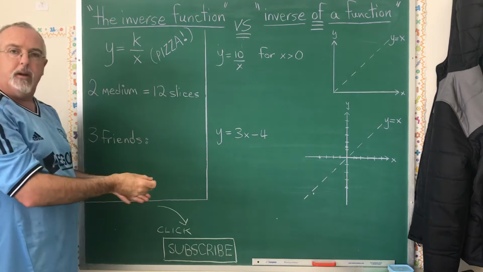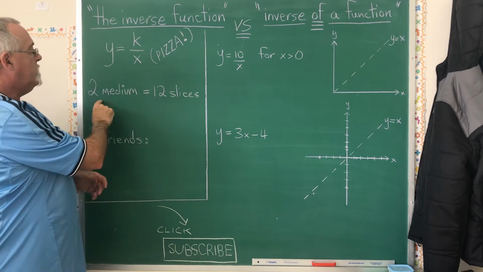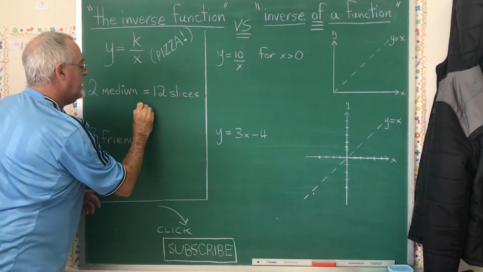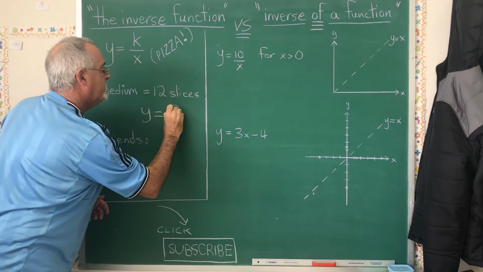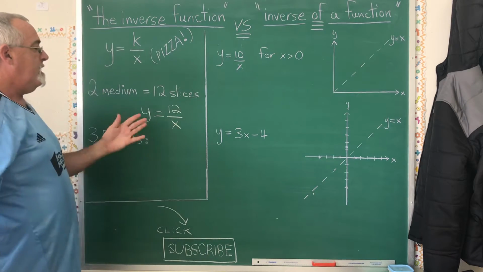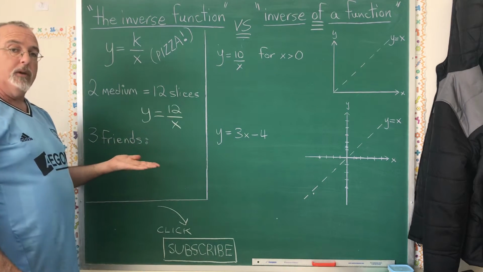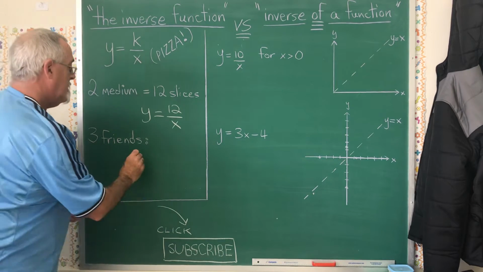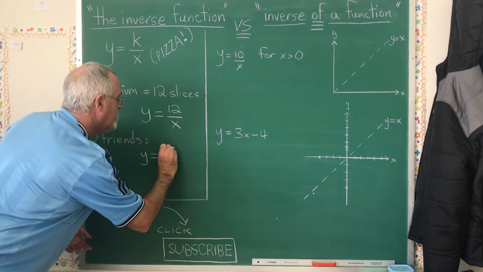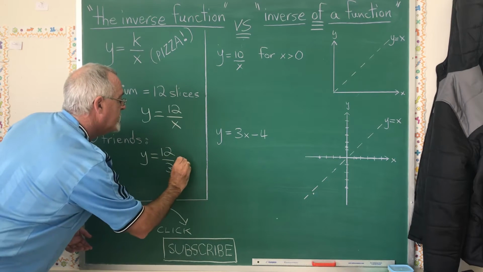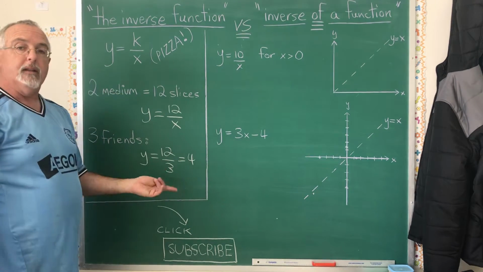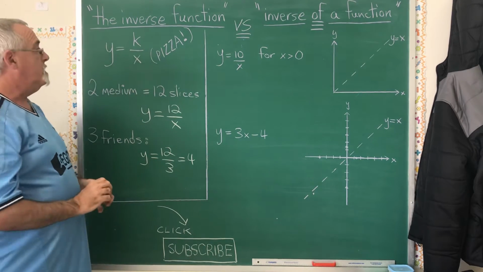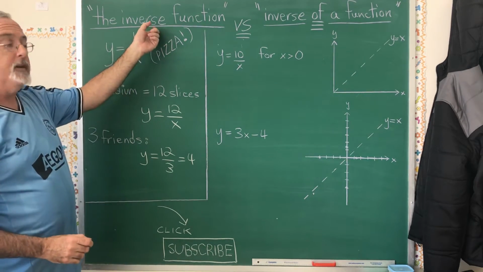And I always remember it with the pizza example. We have 2 medium pizzas, that means 12 slices. Our function will be y equals 12 over x. If x is the number of people who are going to share the pizza, we plug that in. With 3 friends sharing pizza, y is equal to 12 over 3, which is 4. That's the number of slices each person gets. It's a simple function that's easy to use, and it's called the inverse function.